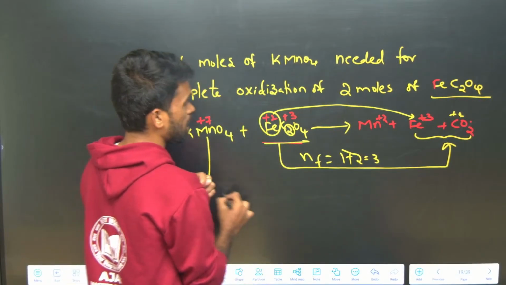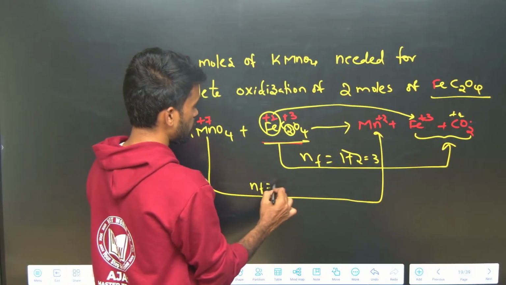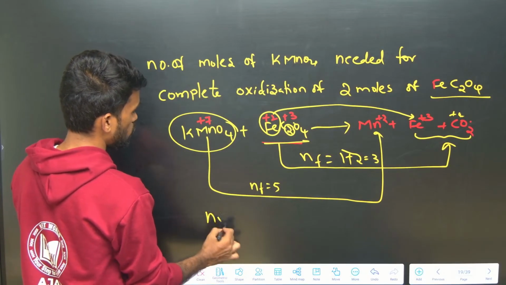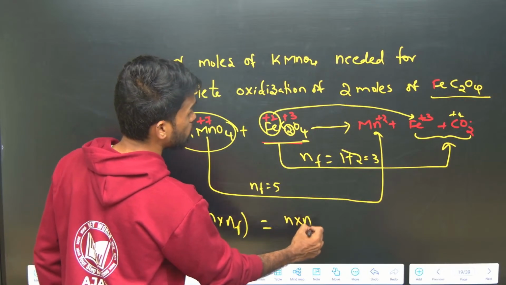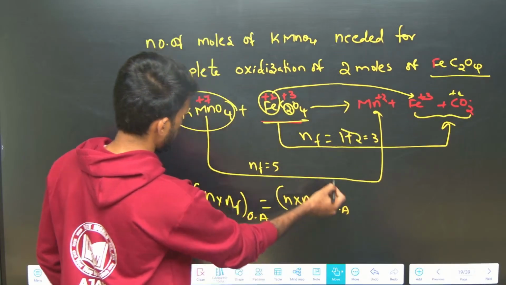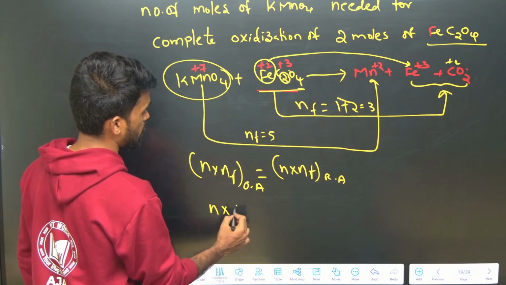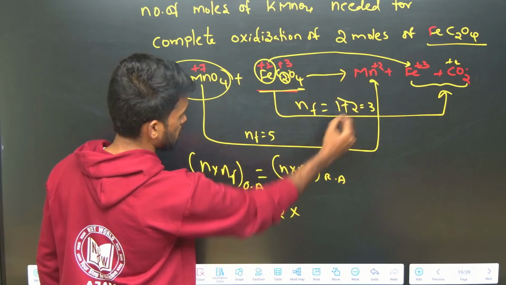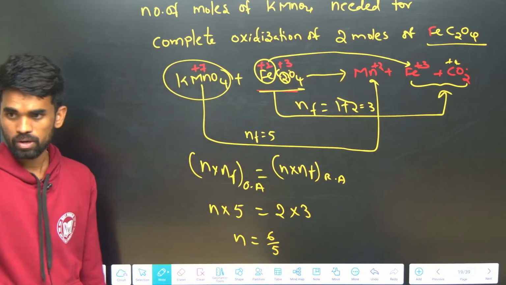So now what about this manganese? +7 is converting into +2. It means n factor here is 5. So what I told you, this is an oxidizing agent. So n into n factor of oxidizing agent will be equal to n into n factor of reducing agent. Okay, tell me here how many moles we require, we need to calculate. N factor is 5, and on this side the number of moles given is 2 and its n factor is 3. So it will be 6/5. Okay, like this we are doing.